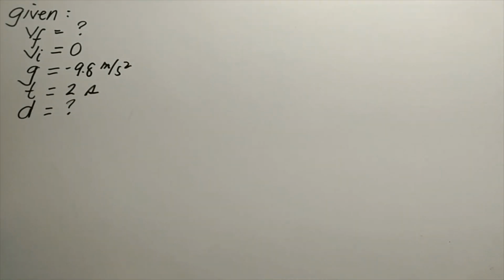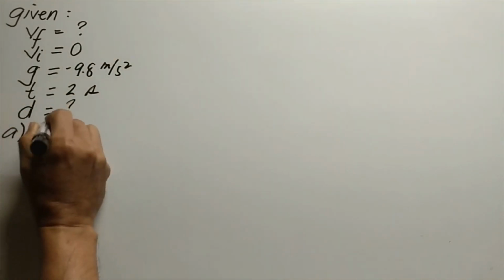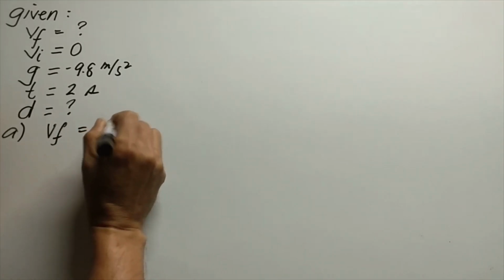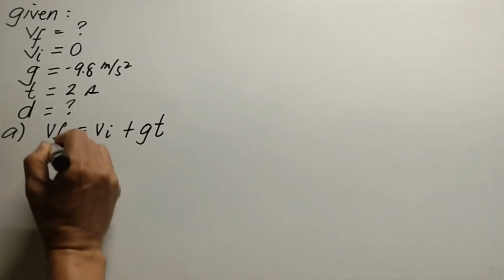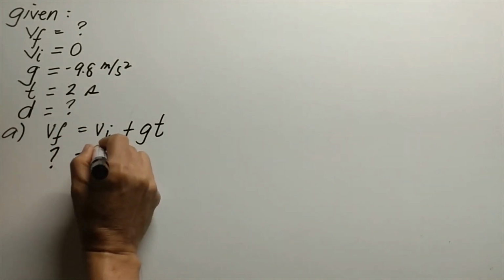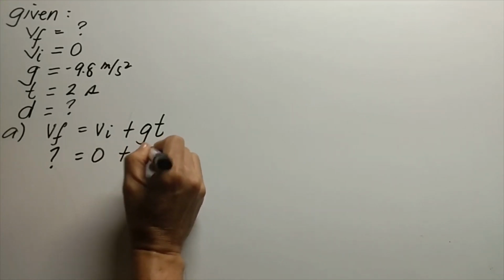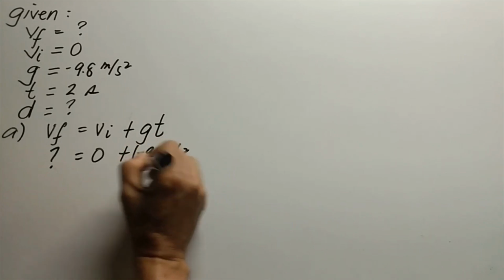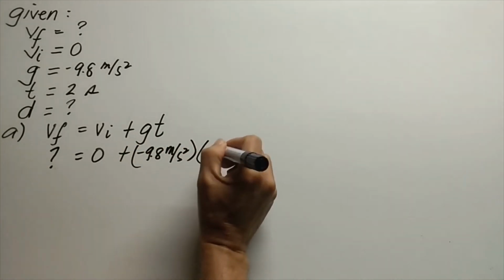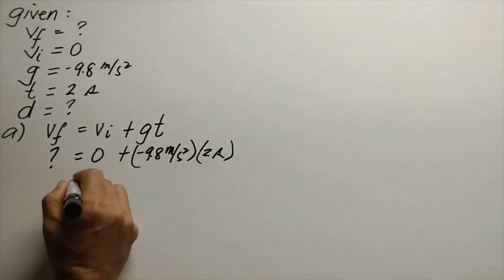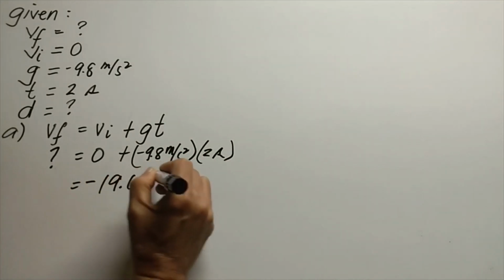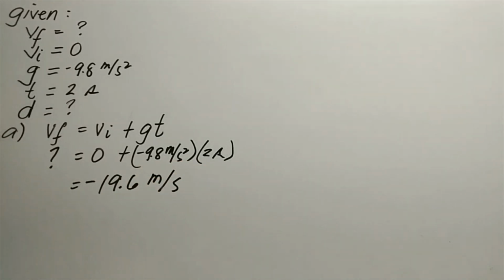To answer question letter A, we will use the formula Vf is equal to Vi plus Gt. Substitute all the values to the formula. So this becomes unknown is equal to initial velocity 0, and then negative 9.8 meters per second squared times time, which is 2 seconds. So this will be 0, and then negative 9.8 times 2 will give us a value of negative 19.6 meters per second. Negative because it is on a downward direction.